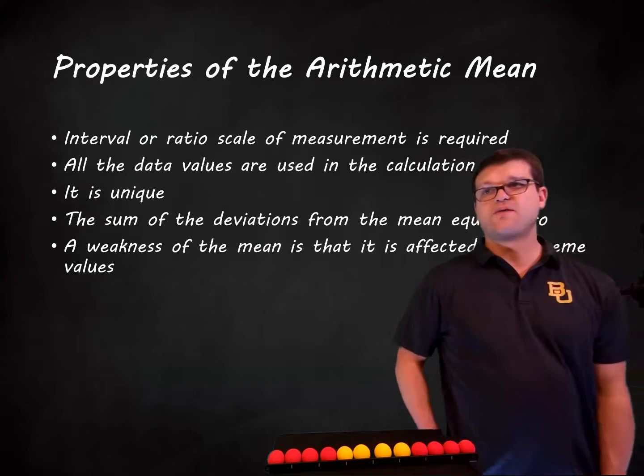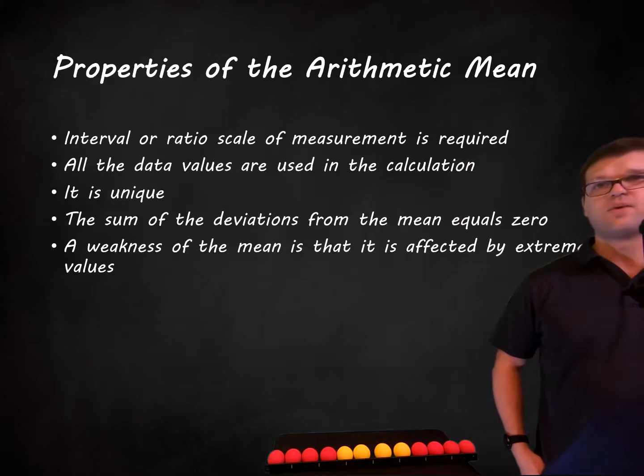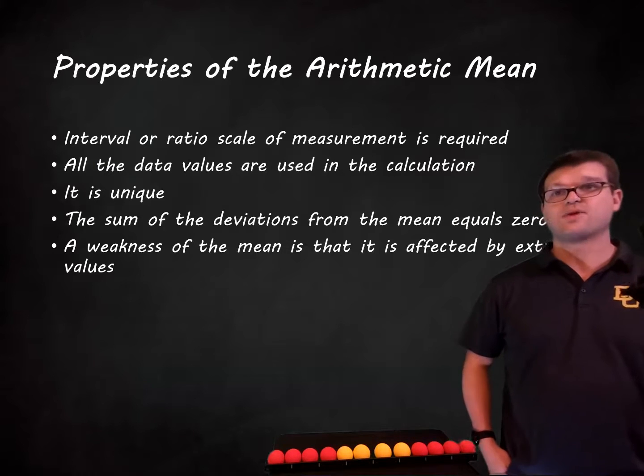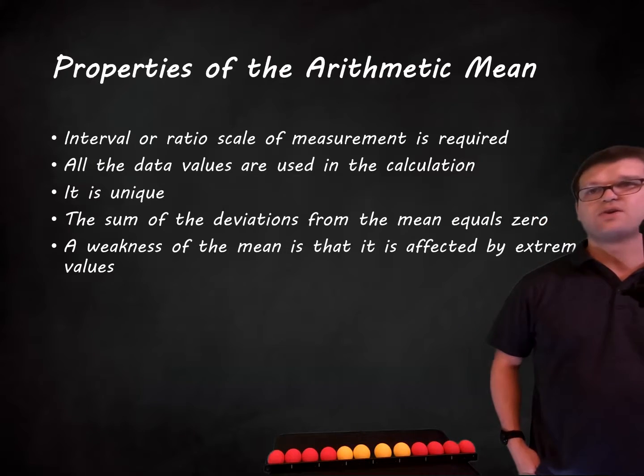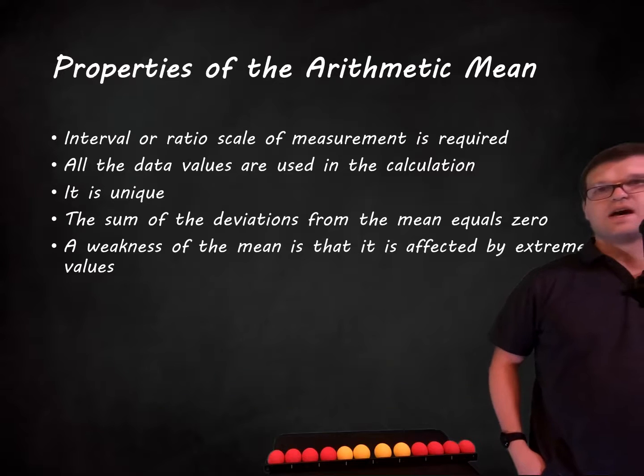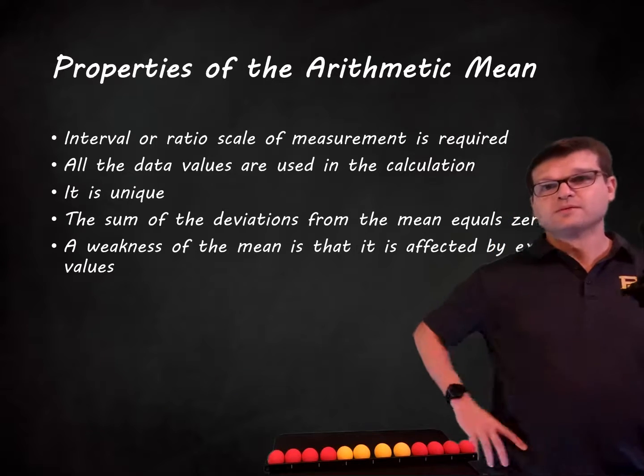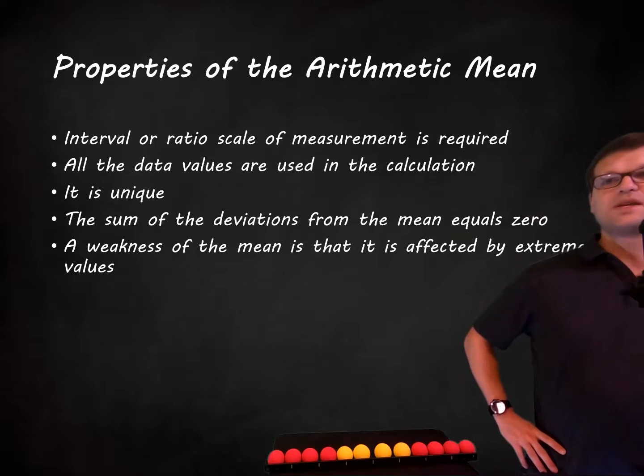So properties of the arithmetic mean: it's interval or ratio. In other words, you've got to be able to do math with it. All the data values are used in the calculation. It's unique. The sum of the deviations from the mean is equal to 0.